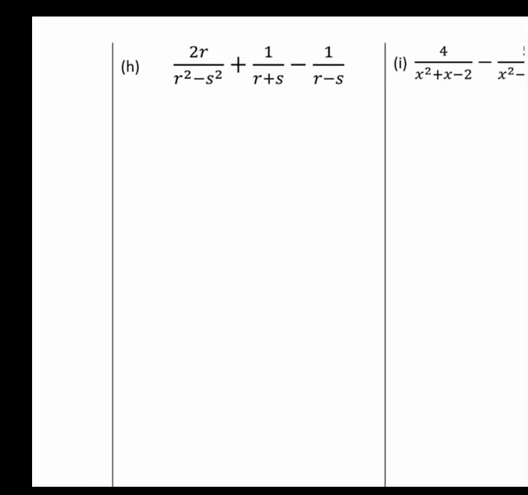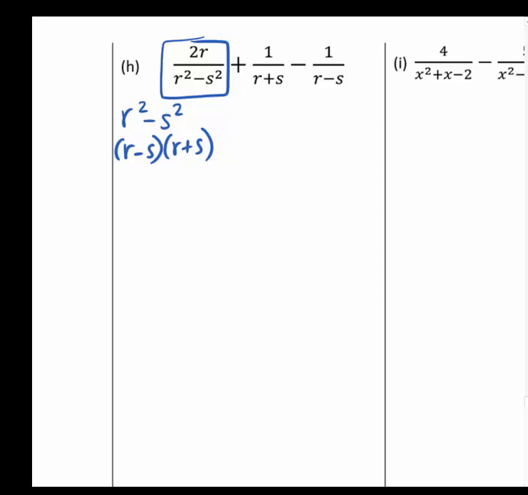Alright, we got two more here, and these are sort of the challenge problems, because you notice in part H and part I, we have three fractions being added or subtracted. So we have to consider the least common denominator of all three denominators. So let me look at the first fraction in part H. I've got the denominator there, r squared minus s squared. And let's see if that guy factors. And that actually does factor, because that's a difference of squares. That's r minus s, r plus s.